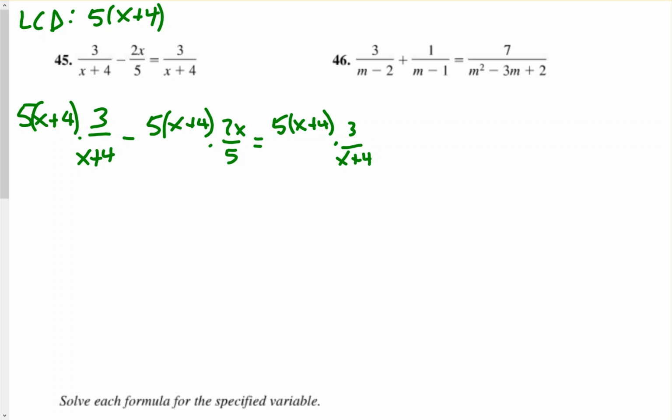Okay, now cancel out the denominators. So x plus 4 and x plus 4, 5 and 5, x plus 4 and x plus 4. So now let's take a look at what's left. So we have 5 times 3, which is 15. Here we would have a negative, the 2x, bring it in front, so you'd have a negative 2x times x plus 4. And then here, bring the 3 in front, multiply by the 5, so it'll be 3 times 5, so 15.